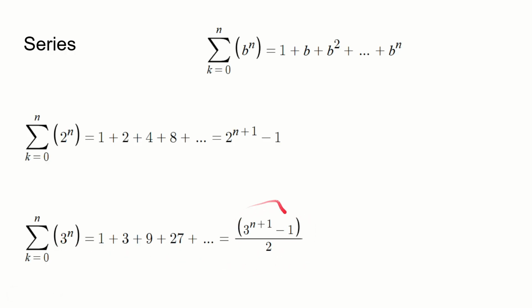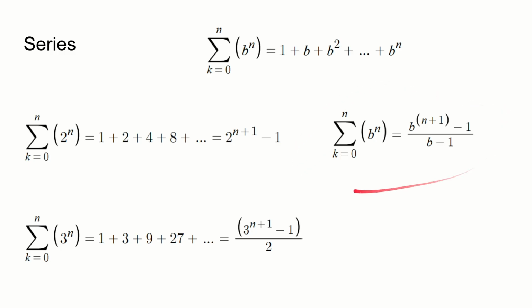But then when we want to actually find the formula, it will be the next value of n, minus 1, and then divided by the base minus 1. So this would be this formula. And this formula actually works for every single value of b except for 0 and 1.